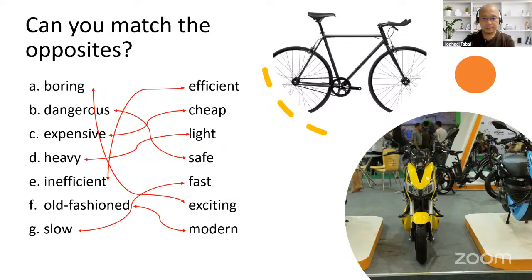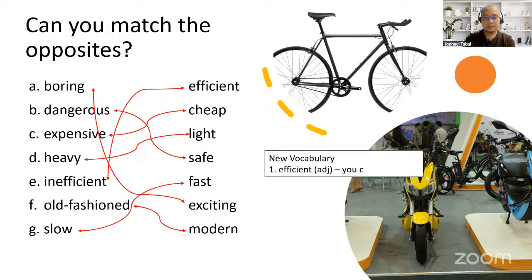So check your new vocabs. Efficient. Inefficient means, again, this is an adjective. It means you can save more, okay? You can save more. That's efficient. Heavy, inefficient, old-fashioned, exciting, modern, boring, and so on. Okay, that's it. For example, the opposite of that is inefficient.